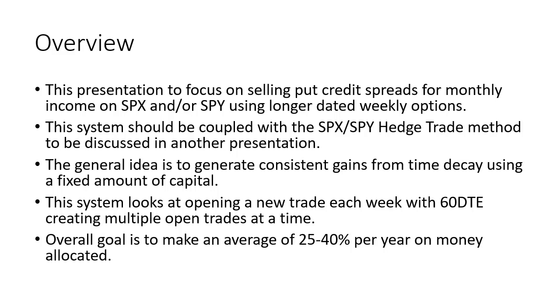Now let's talk a little bit about a quick overview before we dive into the numbers here. In this presentation, we're going to focus on selling put credit spreads for monthly income, and you can swap that out for account growth, wherever you're at in your life, on SPX and SPY using longer dated weekly options. We already said we're going to do 60 days to expiration. This system should be coupled with the SPX SPY hedge trade method. That is going to be a different presentation that I'll present at some point, and these two videos will go together, and you'll see why you're going to want to keep the hedge trade in mind. Again, we'll talk about that in a different presentation once we get through this one.